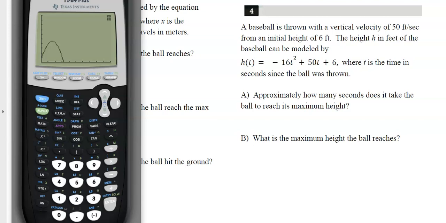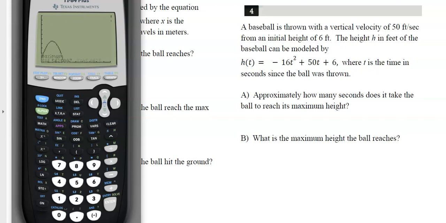Second, calc, max is number 4. Left bound. So right now I'm at x equals 5, so I got to move way to the left. I'm going to keep going left, left, left, left, left. Hold that down. There we are. So there's the first one to the left. There's to the right.